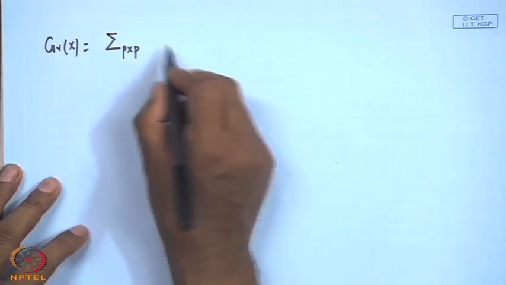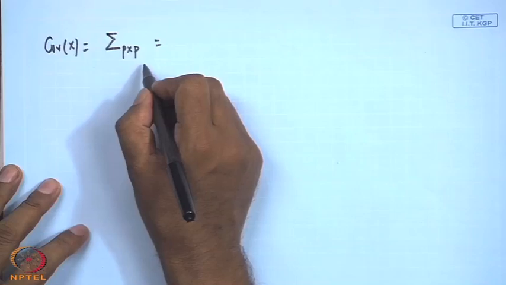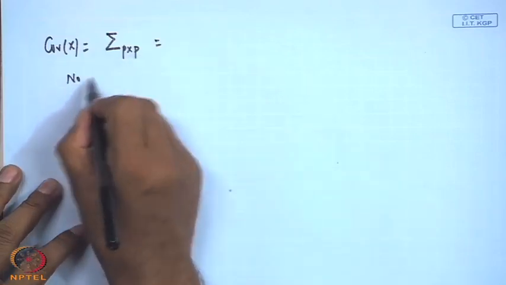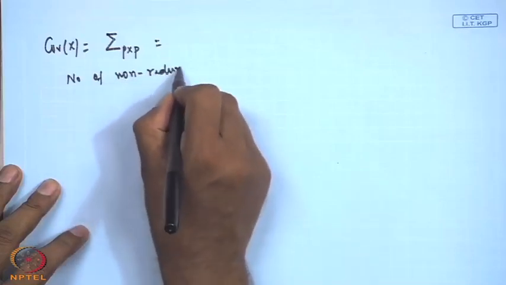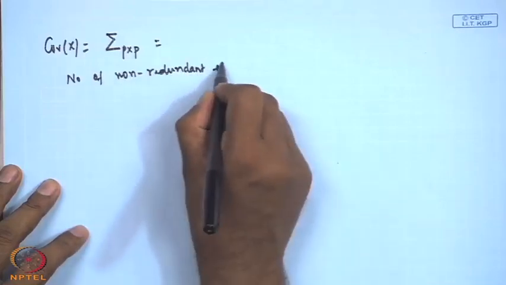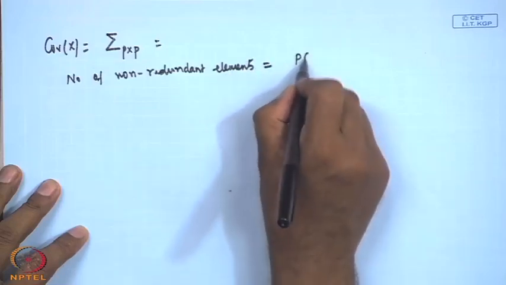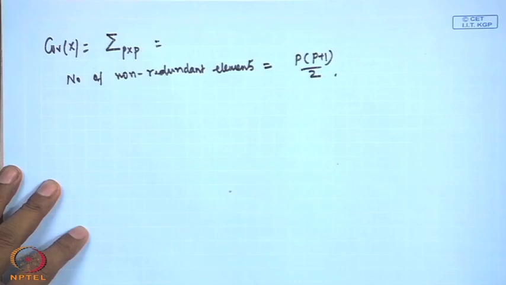Now, how many unique or non-redundant elements are there? This is also a symmetric matrix, so it has the number of non-redundant elements equal to p into p plus 1 by 2. Now, see what type of situation will occur.